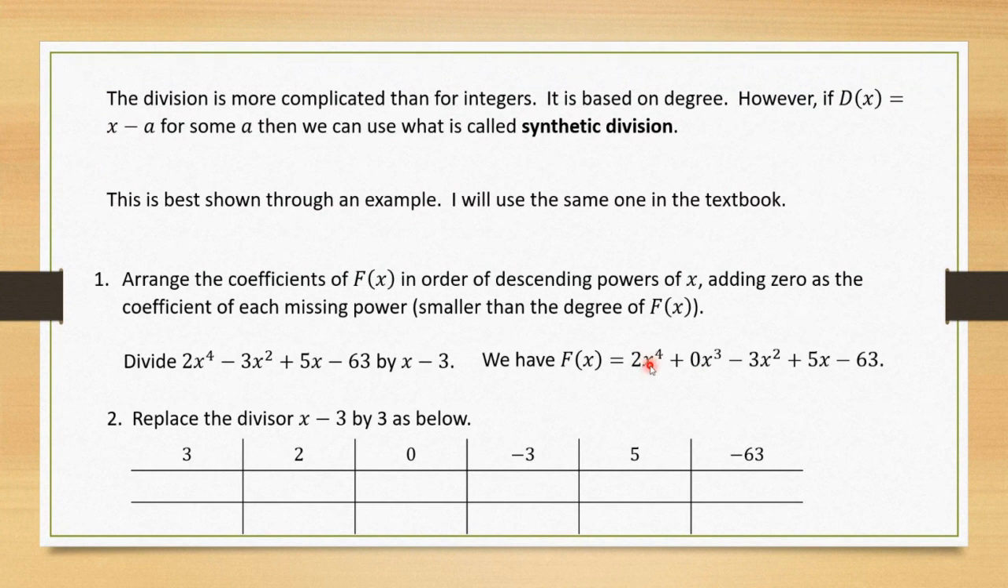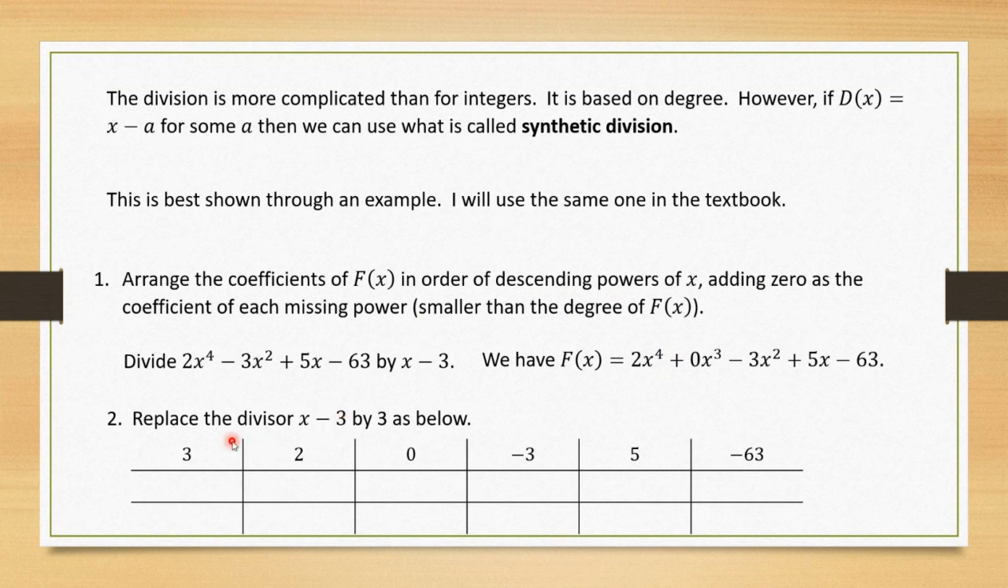So for every missing term whose power of x is less than the degree, you want to use 0 as a placeholder, as you can see here. So you're using 0 as a placeholder for every missing power of x less than the degree.